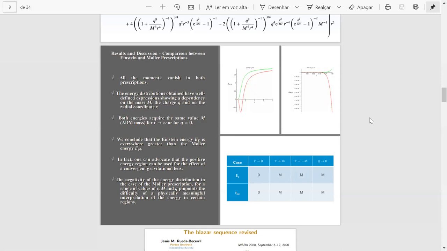For the positive region, we conclude that it allows us to study the gravitational field like a convergent lens, and the small negativity region of the Møller energy can be used like a divergent lens. Also, in the table, we have some limiting and particular cases. Near the origin, both energies are equal to zero. For large distances, both energies tend to the mass of the black hole, which is the Reissner-Nordström mass. And for the case when the charge vanishes, both energies, Einstein and Møller, are equal to the mass of the black hole.